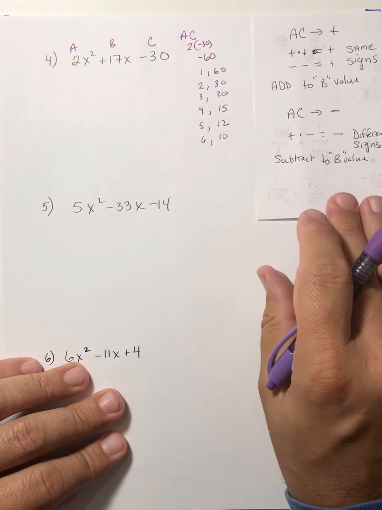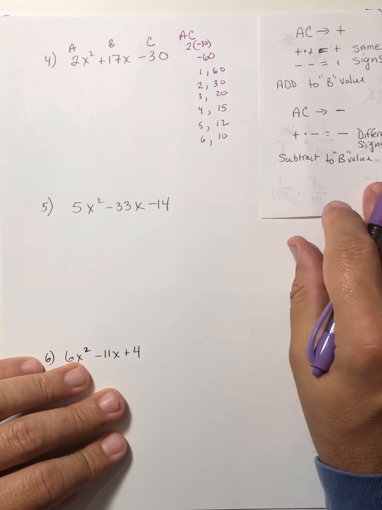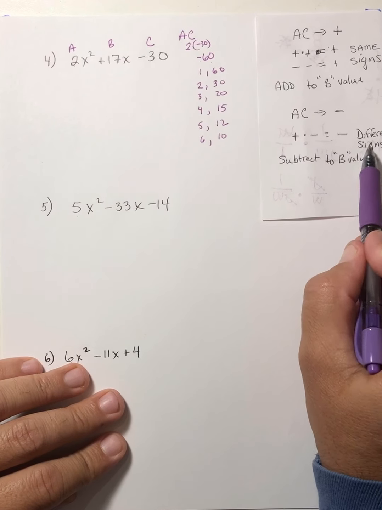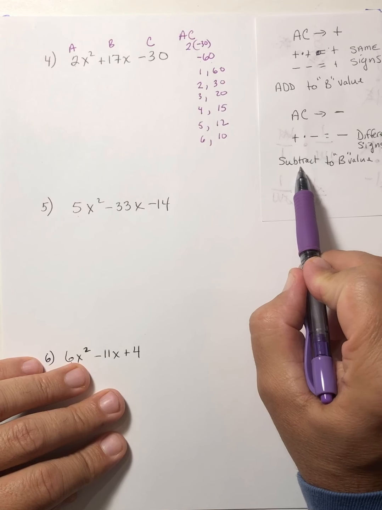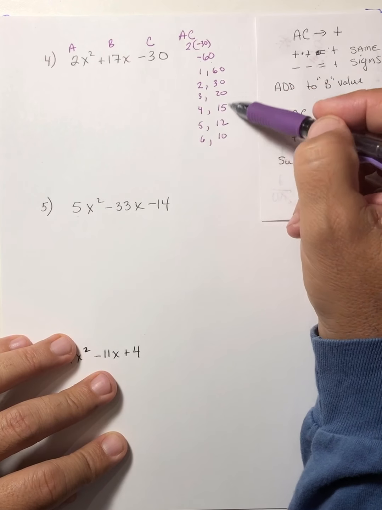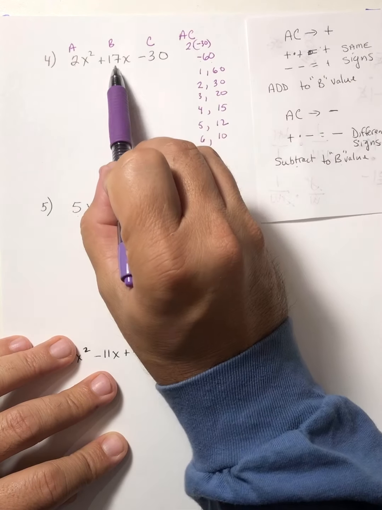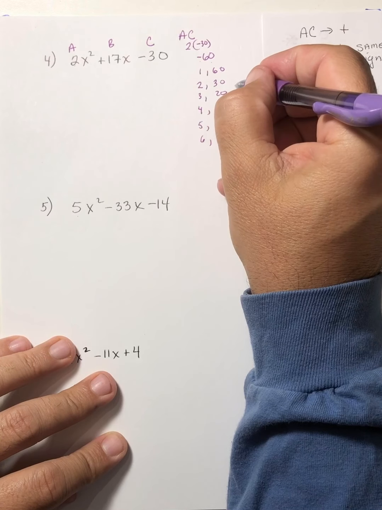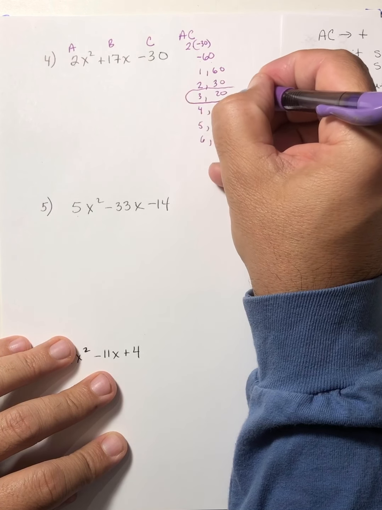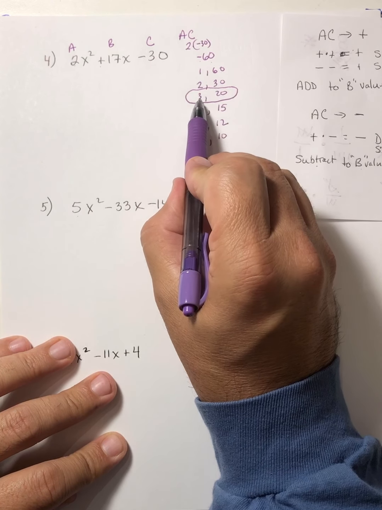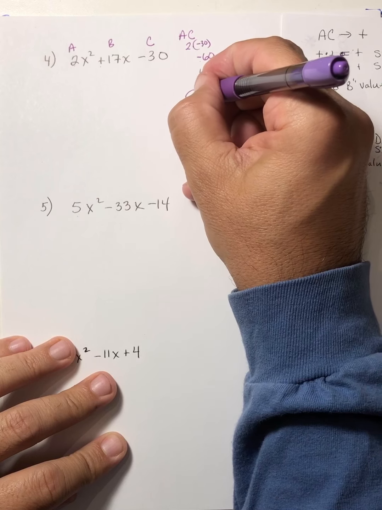Oh, wait a minute. I'm sorry. What do we got? Negative 60. A times C is negative. Signs are different. Subtract to the B value. So which one of these factors subtract and give us 17? That's right, 3 and 20. All right, now I need a positive 17. So that means the 3 is a negative number.